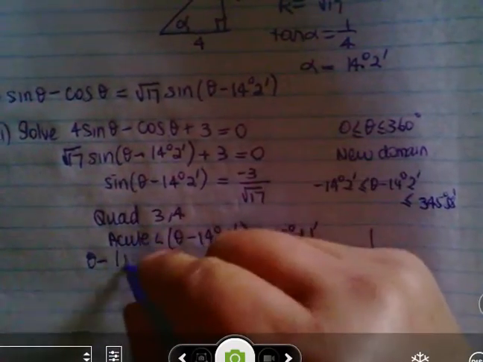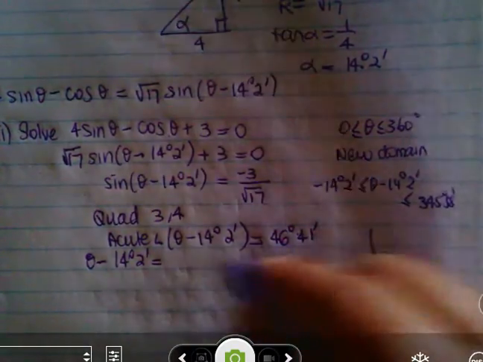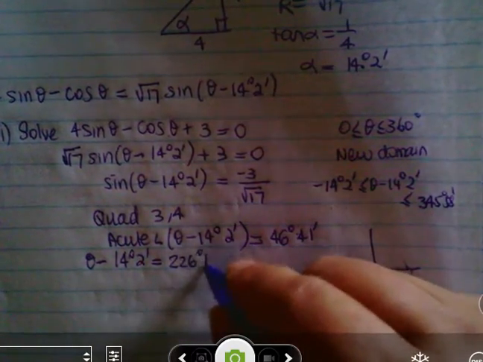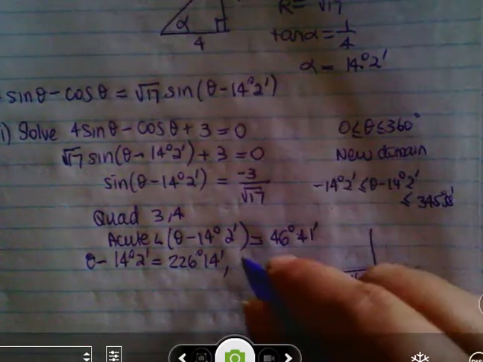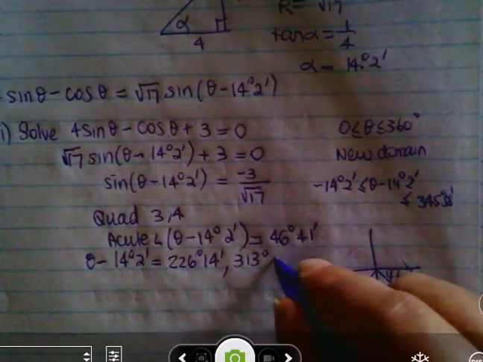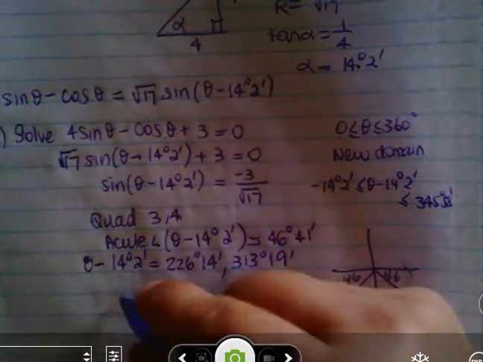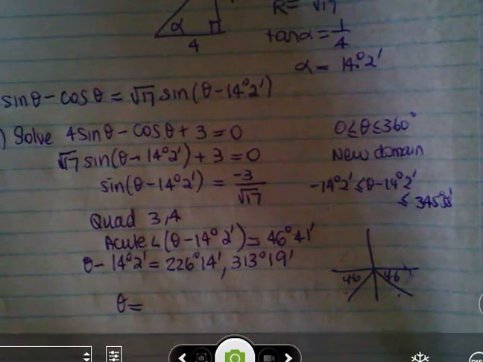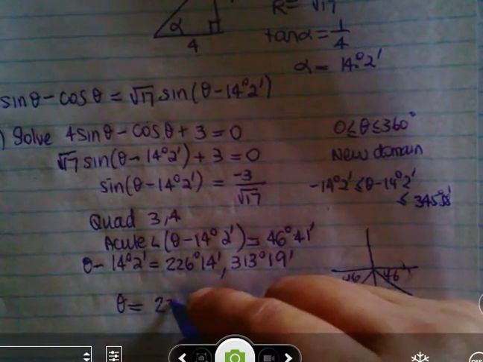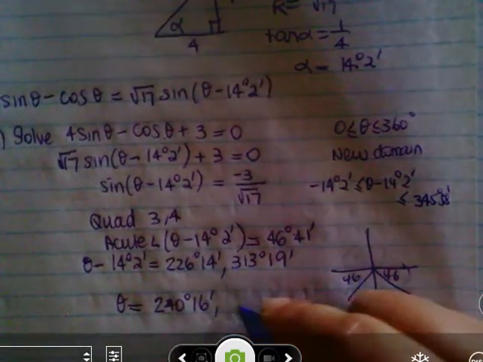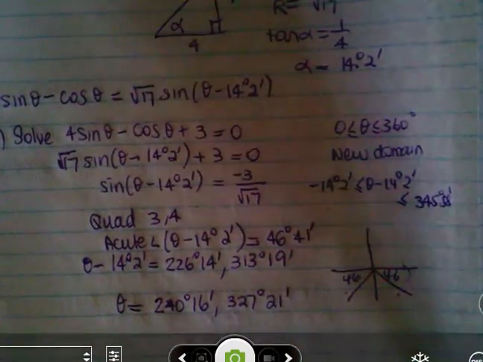Therefore, theta minus 14 degrees 2 minutes is equal to, we've got quadrant 3, which is 180 plus 46 degrees 41 minutes, 226 degrees 41 minutes. And for quadrant 4, we've got 360 minus, is that 313 degrees 19 minutes? And now what do we do? Add 14 degrees 2 minutes. What's that? 240 degrees, 43 minutes. 327 degrees, 21 minutes.